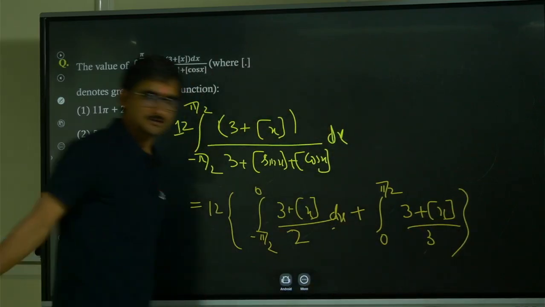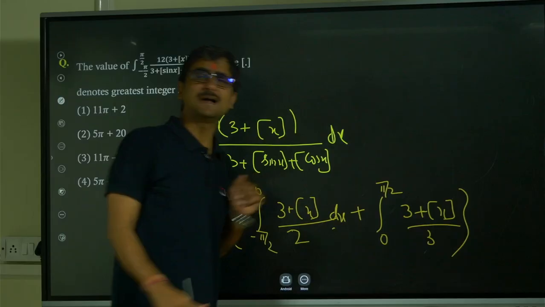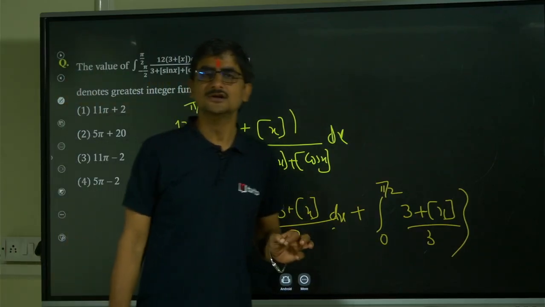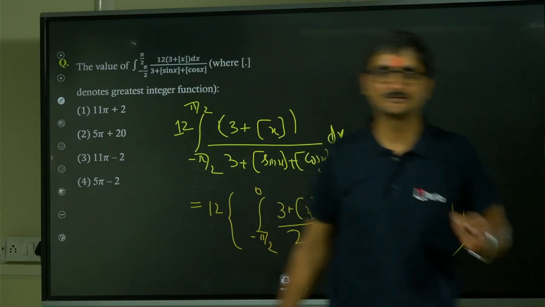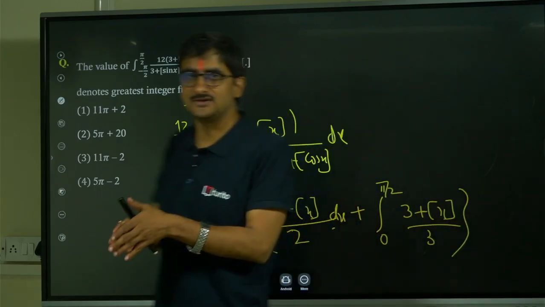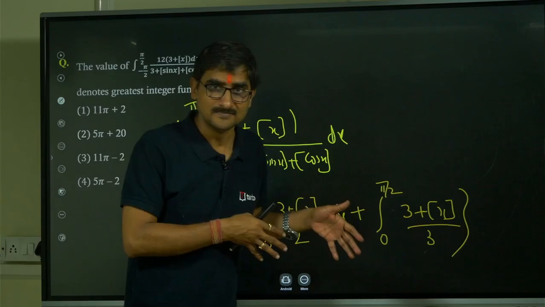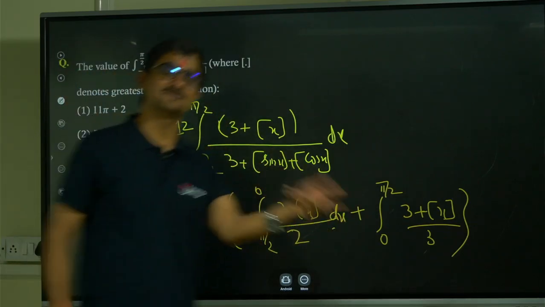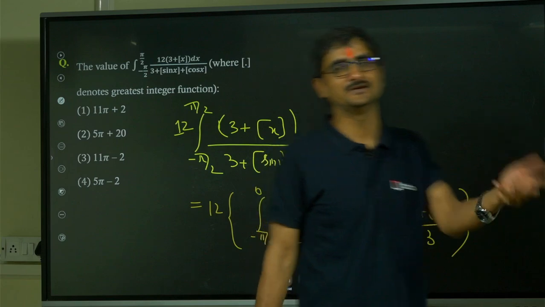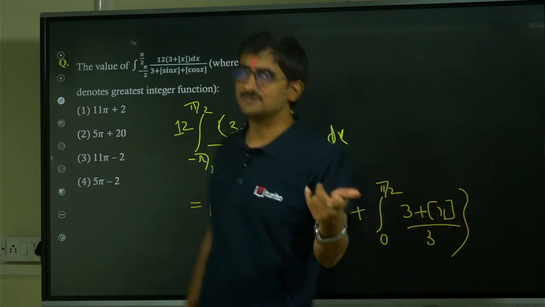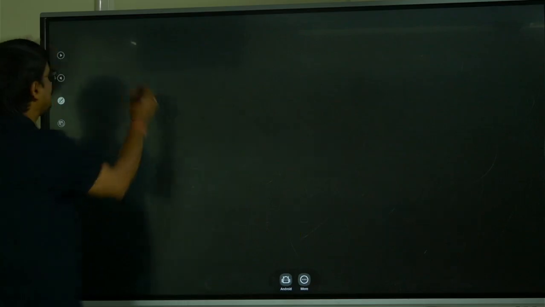That's it. Now what? Pi by 2 is almost 1.57. The greatest integer of x between minus 1.57 and minus 1 has to be minus 2. Between minus 1 and 0, it has to be minus 1. Between 0 and 1, it will be 0. From 1 to pi by 2, it will again be 1. Okay, so that's what we are going to get.